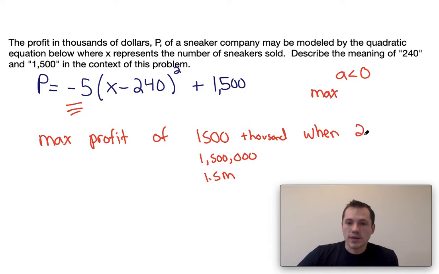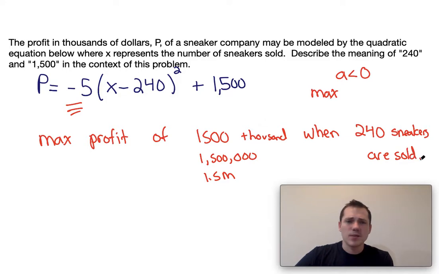Now, 240 here represents the number of sneakers sold. So I would say I have a maximum profit of 1.5 million when 240 sneakers are sold. And that's how you want to interpret quadratic equations in vertex form.